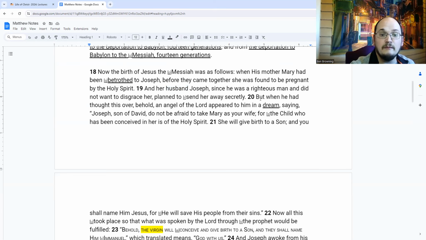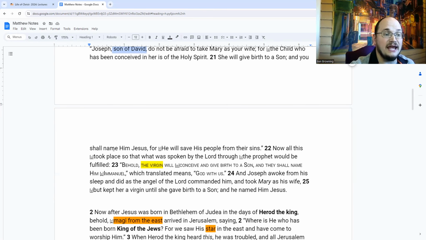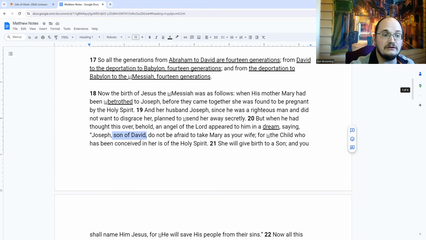But when he had thought this over, behold, an angel appeared to him in a dream, saying, Joseph, son of David, do not be afraid to take Mary as your wife, for the child who has been conceived in her is of the Holy Spirit. She will give birth to a son, and you shall name him Jesus, and he will save his people of their sins. Now, I want you to notice a couple things.